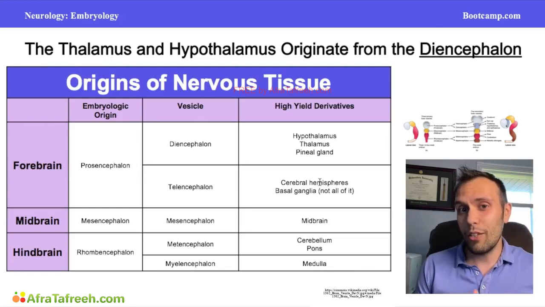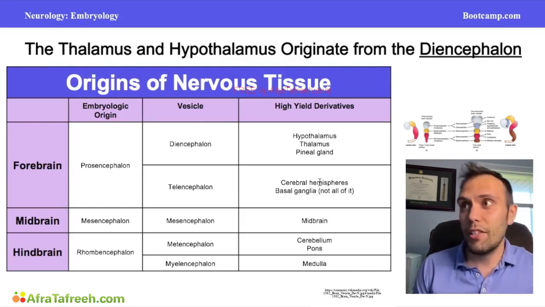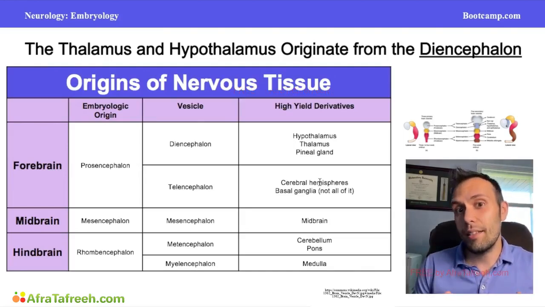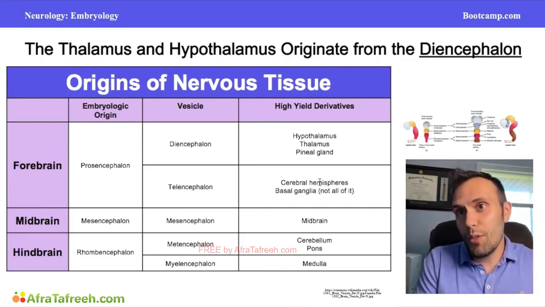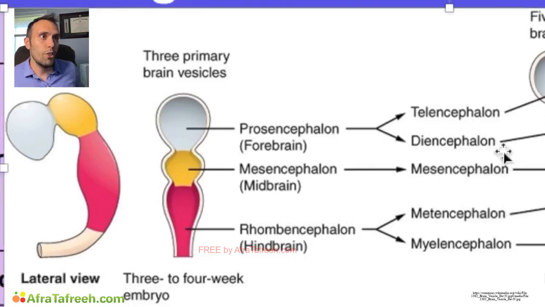Any thalamic-like structure in general, you want to start playing odds here, it's probably from the diencephalon, okay? Remember that the diencephalon and the telencephalon, which makes up more of the cerebral hemispheres, both come from the prosencephalon, which is essentially the forebrain. So let's just take a quick look at that here.